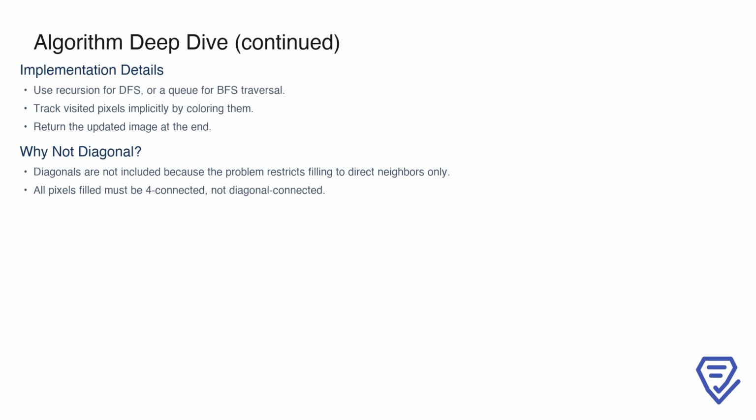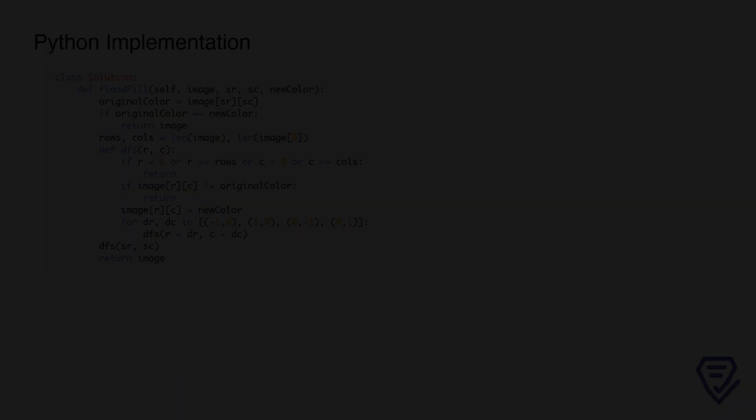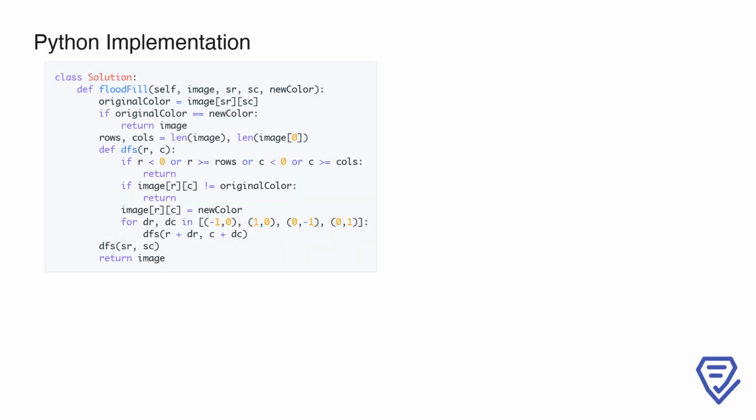There is no need for a visited set, as you color each pixel precisely once, marking it as visited. Always remember to return the entire updated image after processing. Also, note that diagonal connections do not count, only direct neighbors are valid for filling, as specified by LeetCode problem number 733.